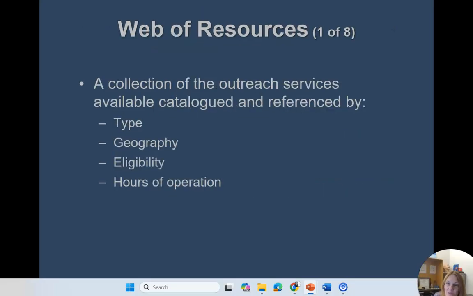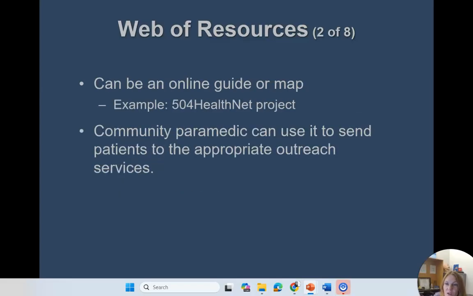Once you know what's out there, then you're going to build a web of resources. This catalog is organized by type of service, geography, eligibility, and hours of operation. Those 4 categories often do show up on exams as well. This web can be a printed guide, but more often now it's an online map.